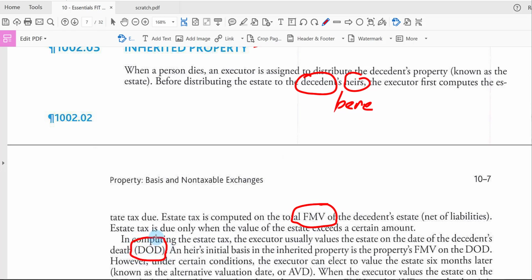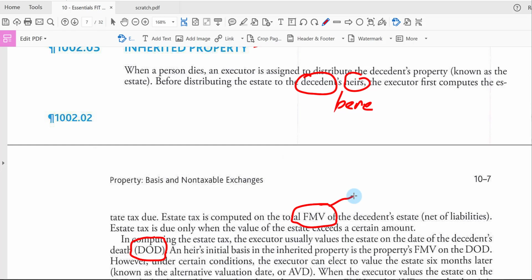So now if the beneficiary sells that property, let's say right away, they're probably going to have this fair market value being received, minus the fair market value at the day of death, equal to a zero gain. They pay no income taxes.